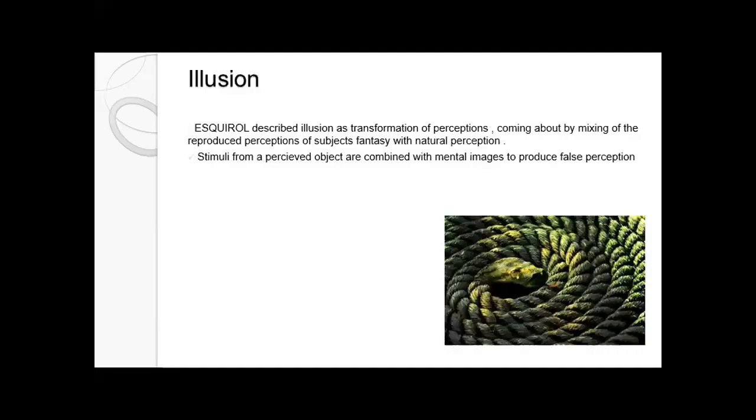Sensory deceptions. In sensory deception, first is illusion. Illusion, Aschaffenburg described illusion as transformation of perceptions coming about by mixing of the reproduced perception of the subject's fantasy with natural perceptions. Basically, when the stimuli from the perceived object are combined with mental images to produce a false perception, this is illusion.